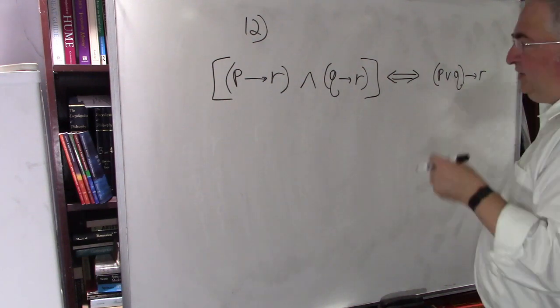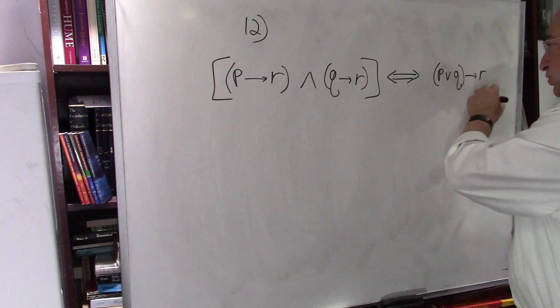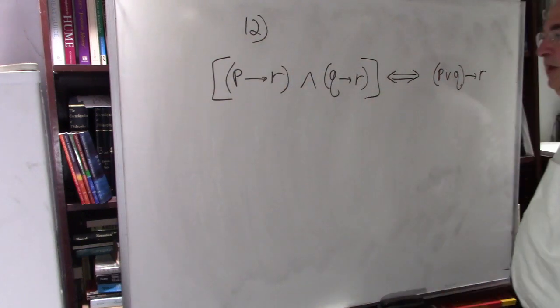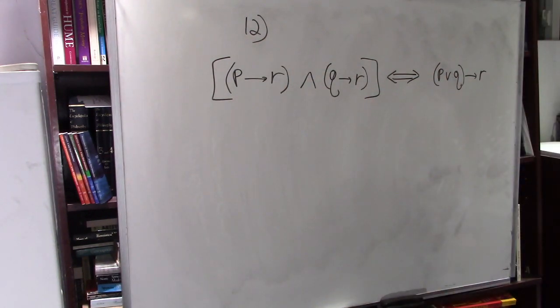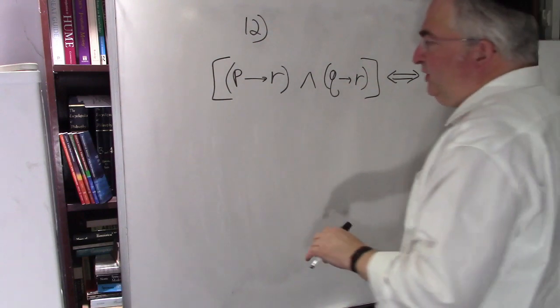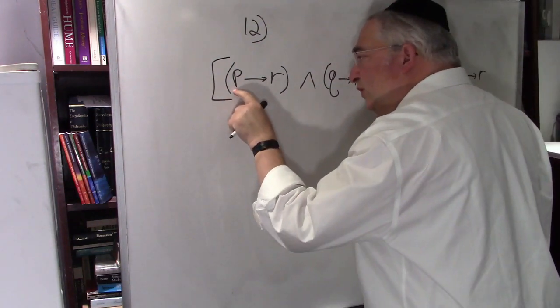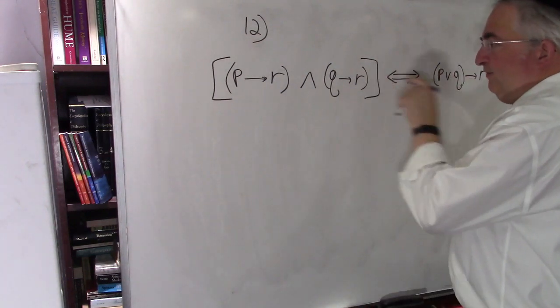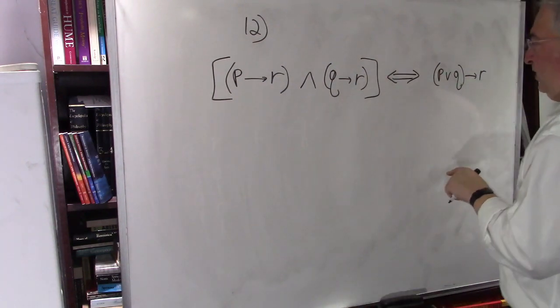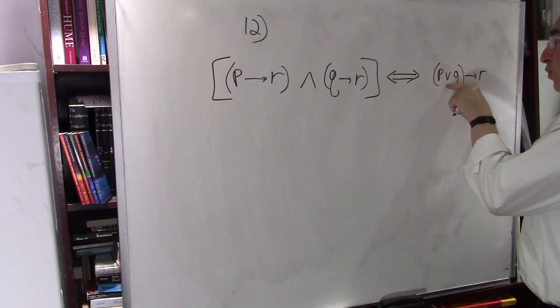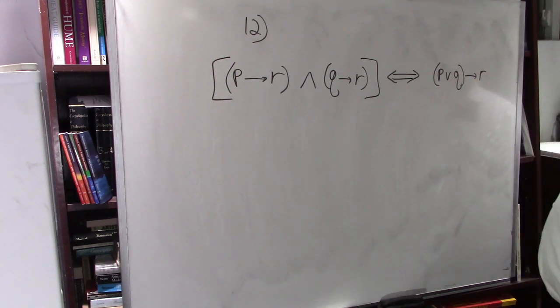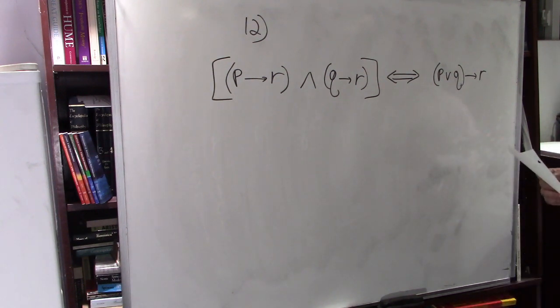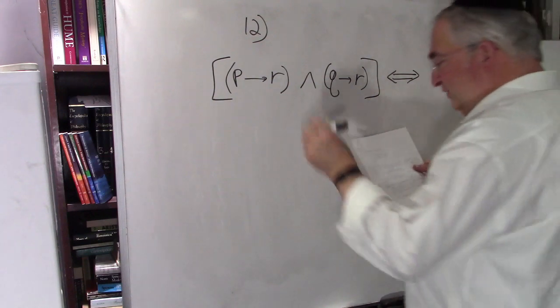Now again, you can do a truth table for this, but let me just give you an example and you'll see what it means. If you have 4 quarters, you can buy French fries. If you have a dollar bill, you can buy French fries. That's the same thing as, if you have 4 quarters or a dollar bill, then you can buy French fries. It's the same exact thing. Okay, let's do another one, very similar to this.